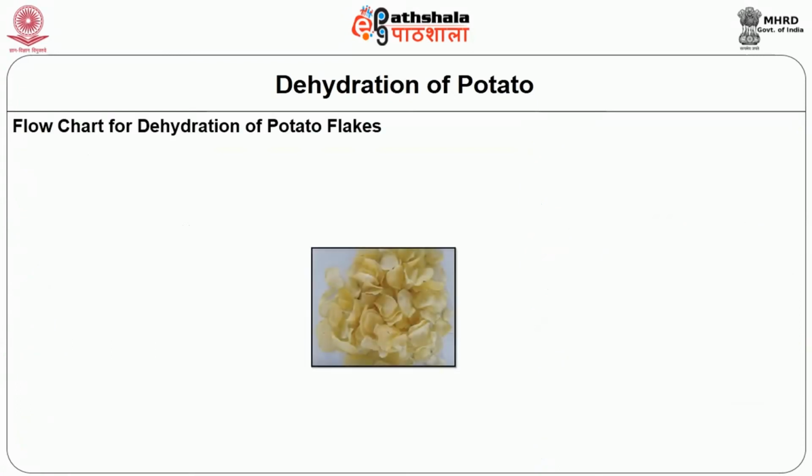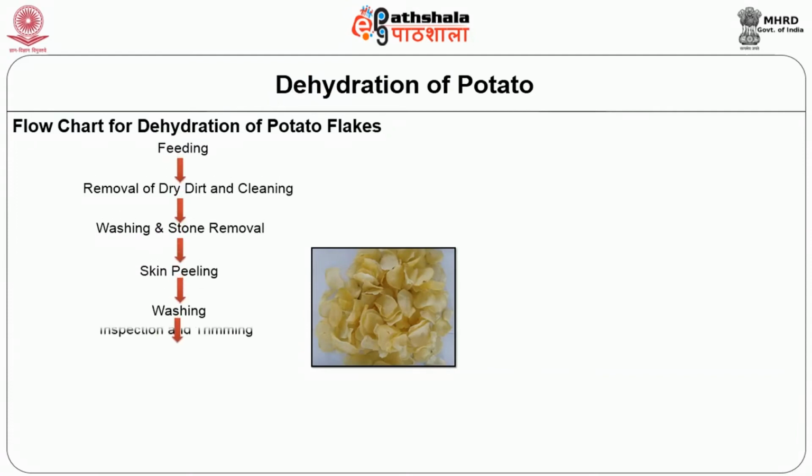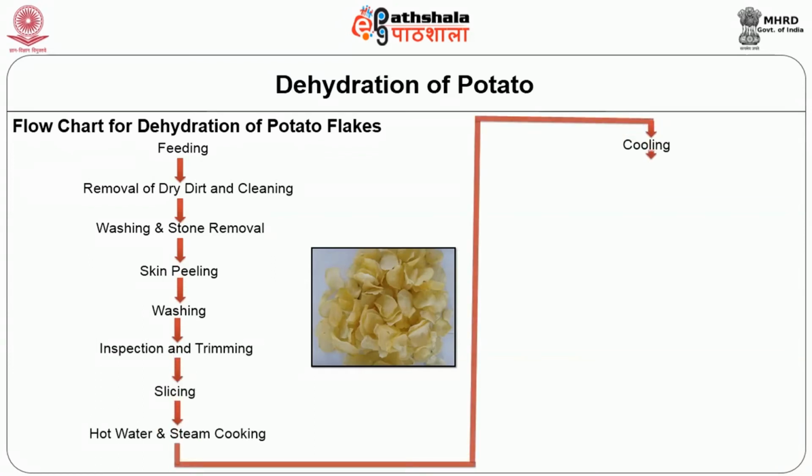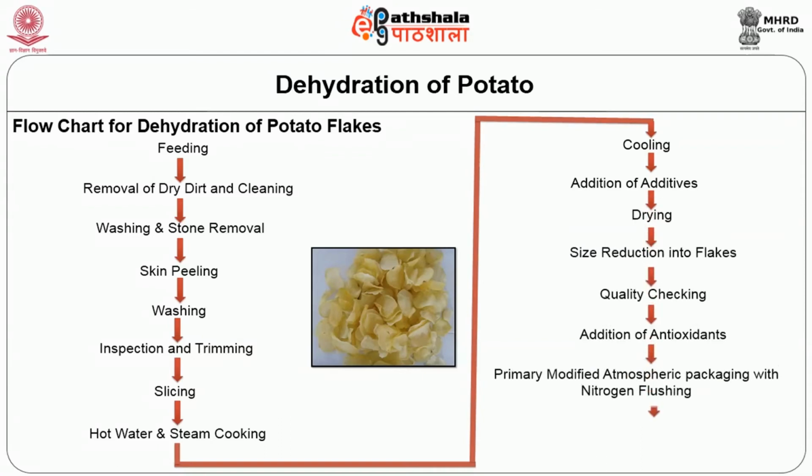The steps involved in dehydration of potatoes include feeding, removal of dry dirt and cleaning, followed by washing and stone removal. The skin is peeled and then washed and subjected to inspection and trimming. Then the potatoes are sliced, followed by hot water and steam cooking treatment, and then they are cooled.